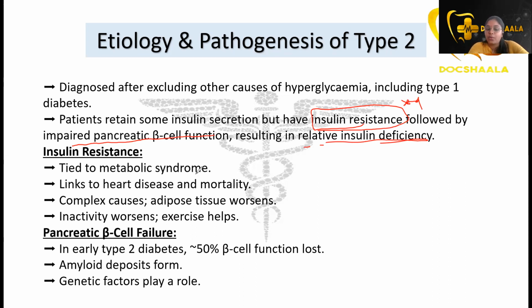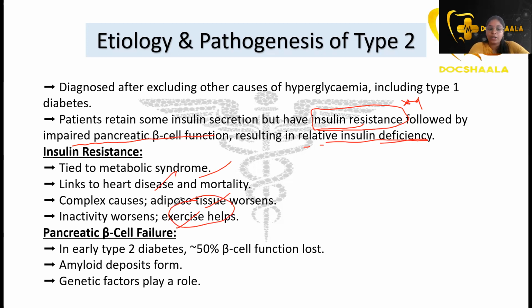It might be tied to any other metabolic syndrome, and may lead to insulin resistance or heart disease, and complex causes such as adipose tissue worsening and inactivity, like a patient who doesn't exercise. So if they have zero activity, that also leads to insulin resistance. So in such patients, exercise can help them.